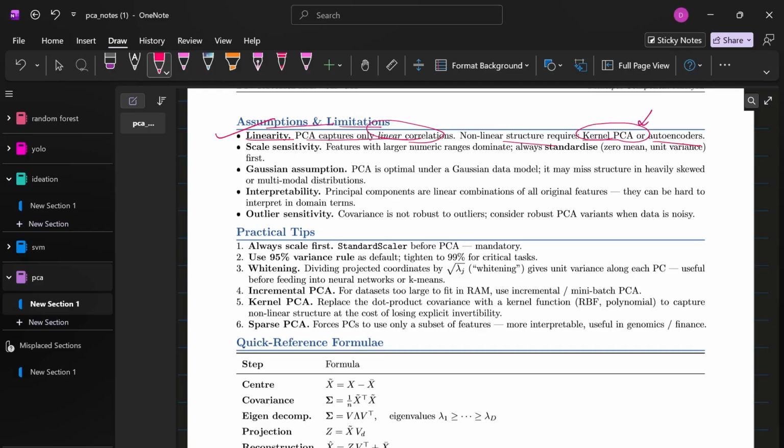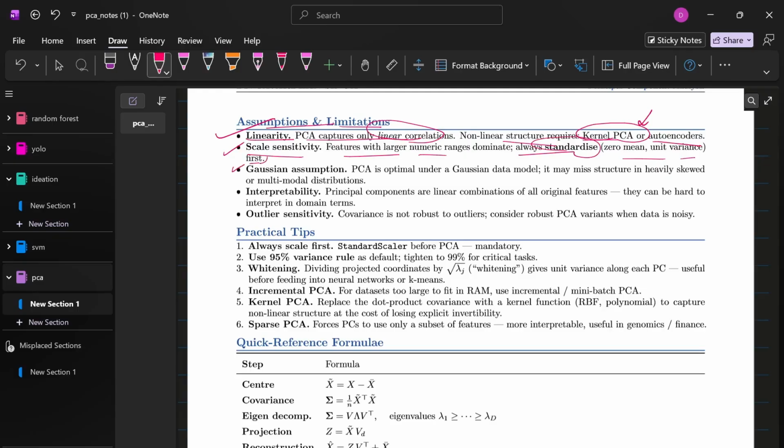Number two, PCA is sensitive to scale. If one feature has values in the 1000s and another just has values from 0 to 1, PCA will think that the first feature is more important just because it is bigger in number, so that's wrong. You must standardize your data before using it on a scale.